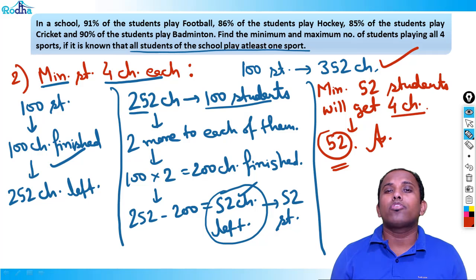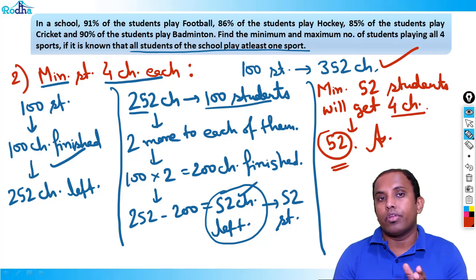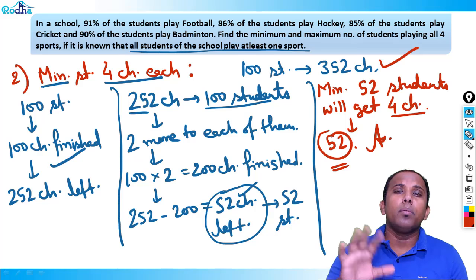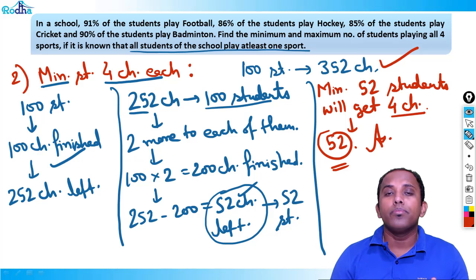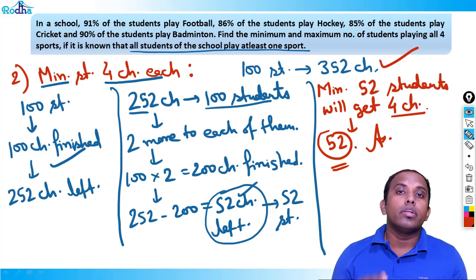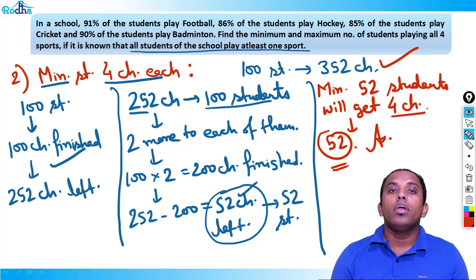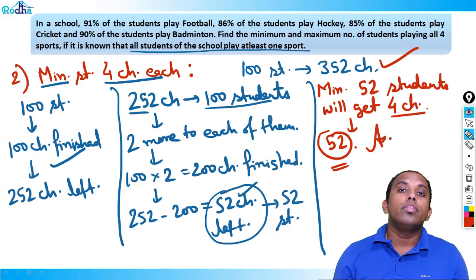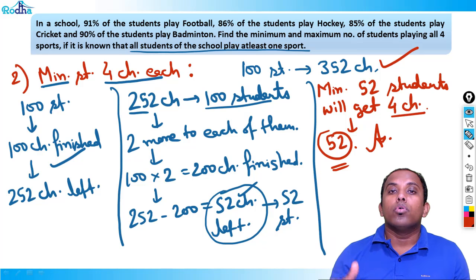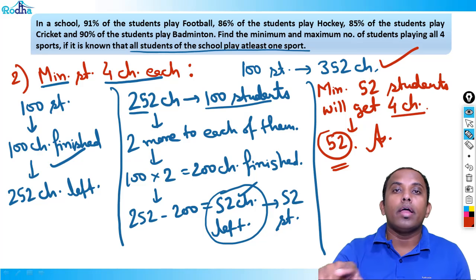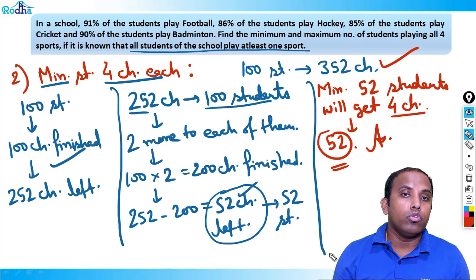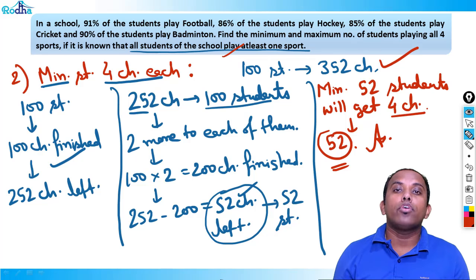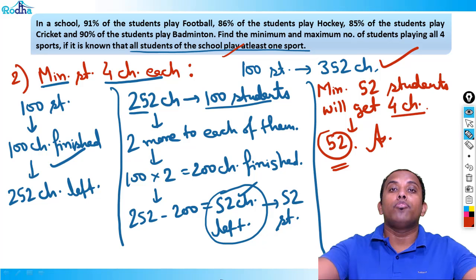So this is how you do this chocolate distribution in the questions. Now it's very simple, right? When you see this kind of question, you can do it mentally. Total 100 people, 352 chocolates. First I have to maximize people getting 4 chocolates. So to 100 people, I give 1 chocolate each. 100 chocolates finished, so 252 are left.